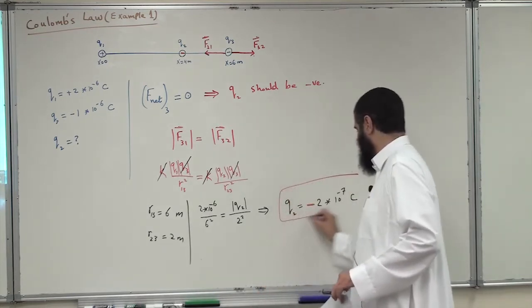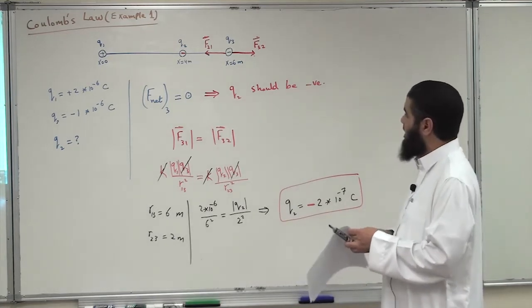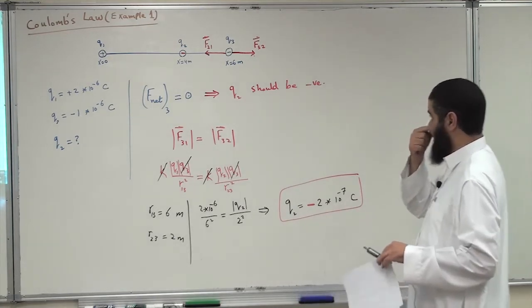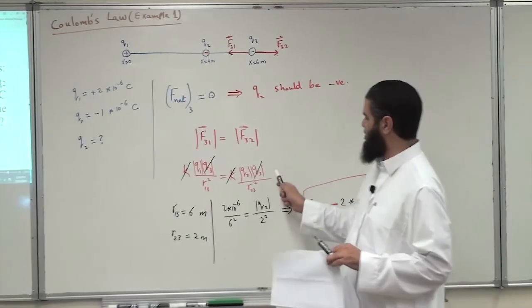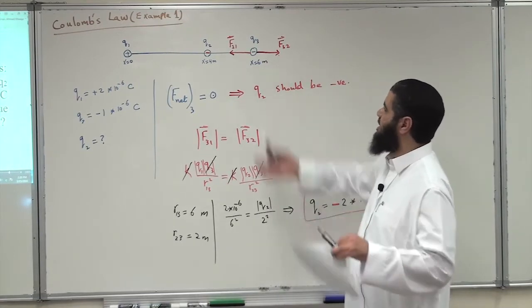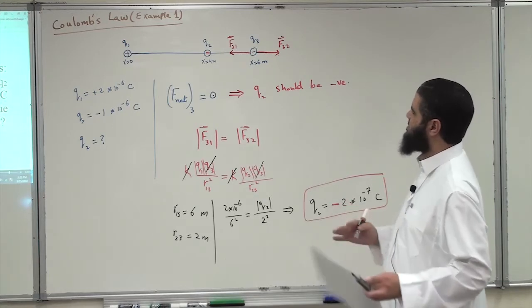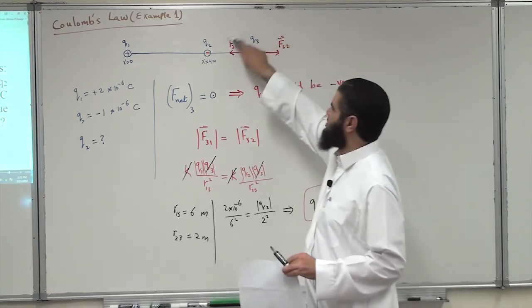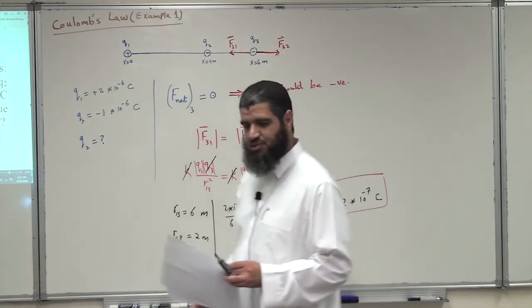So I hope you understand this question, and it is very clear how to do it. We find the magnitude using Coulomb's law, and the direction by simple thinking about attraction or repulsion. And of course, our point of focus is the net force on charge number 3.